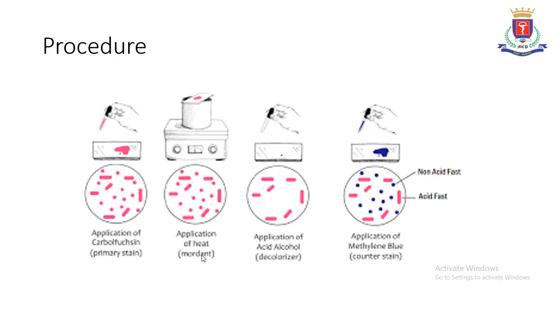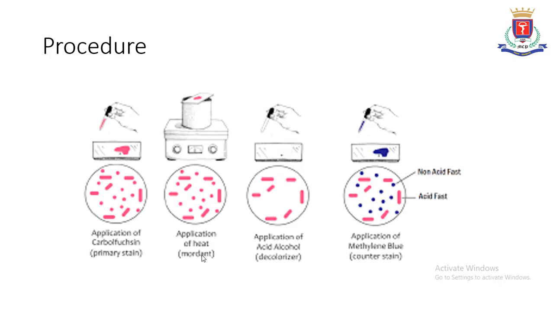So after heating it for say 2 to 3 minutes, either you can use the dry heat technique where you will directly heat the slide on a burner, or you can go for steam where you will allow the water to boil and that steam is used as a mordant. After that, you will add the decolorizing agent, which may be your acid alcohol solution. Around 4 to 5 drops will be added so that complete removal of the carbol fuchsin stain occurs.